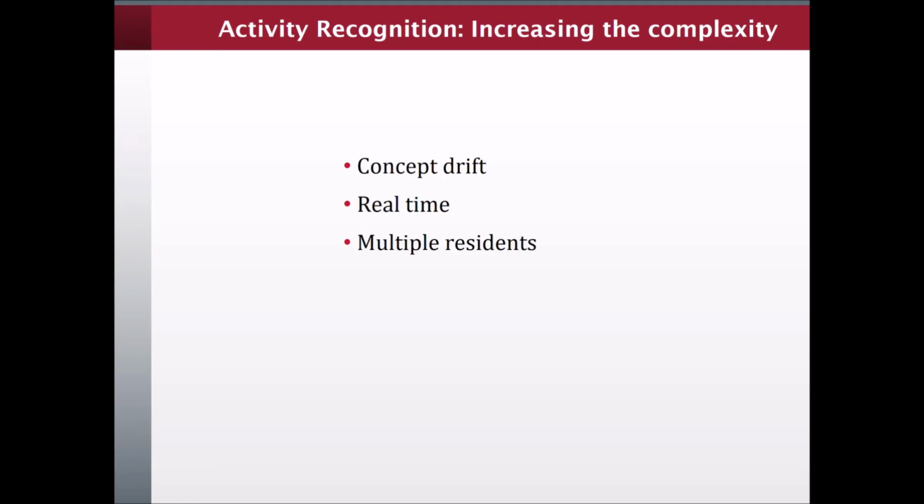Yet another challenge is working with spaces in which there are multiple residents. Ambient sensors are not attached to individual people, rather they are embedded into the environment. This means that any number of individuals can be performing any number of activities at the same time. The challenge for activity recognition is to be able to recognize activities for multiple individuals in a single space from a common set of ambient sensors.